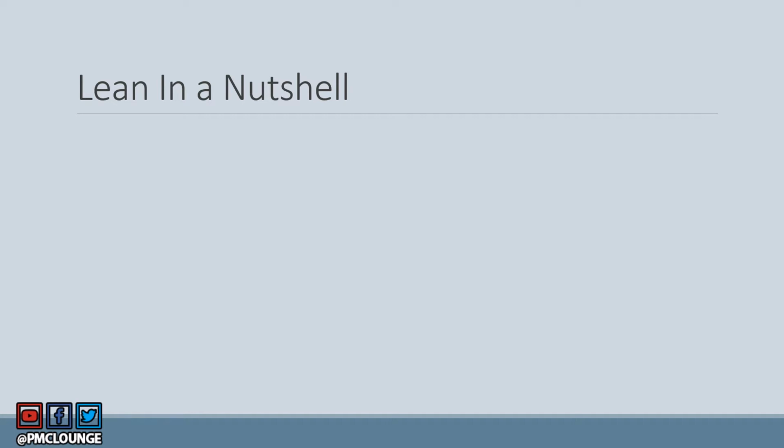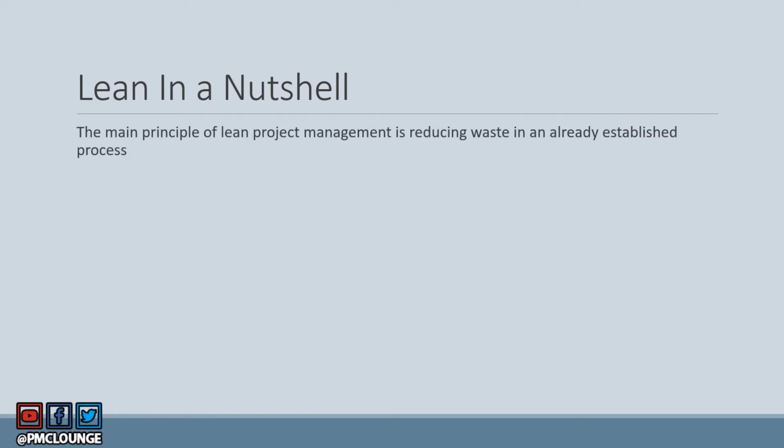So, in a nutshell, the main principle of lean project management is reducing waste in an already established process. So, you already have a process of project management. You already have a process in place on how you plan to do the work. Now, you are going to reduce waste in that existing process. That is the whole principle, the main concept, the main idea behind lean project management.